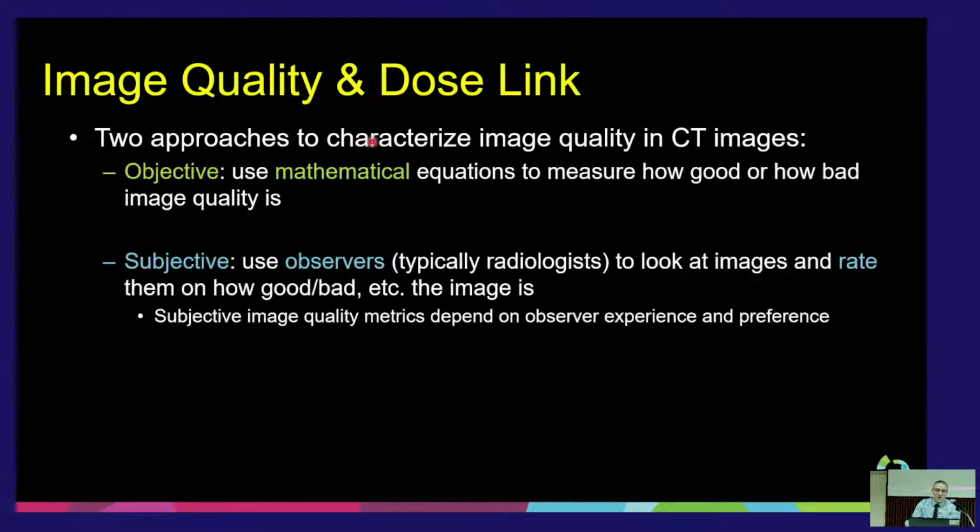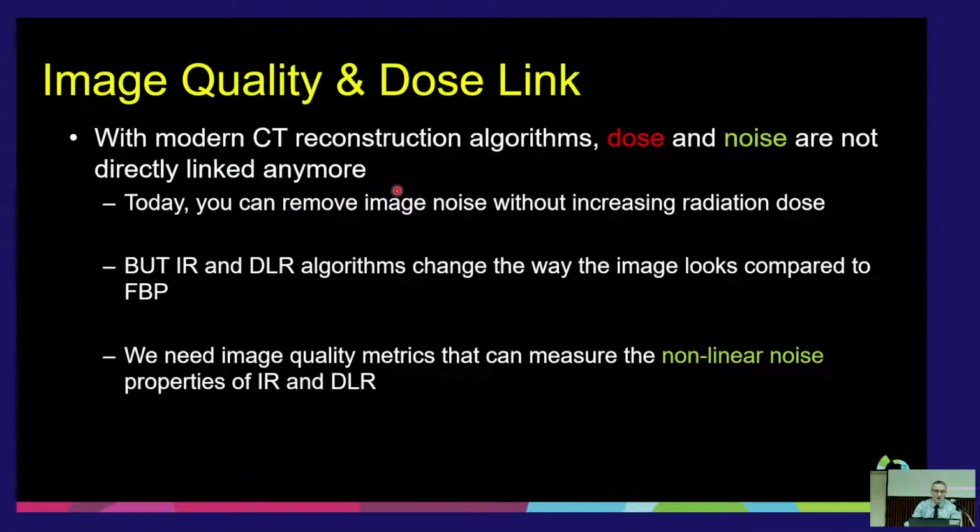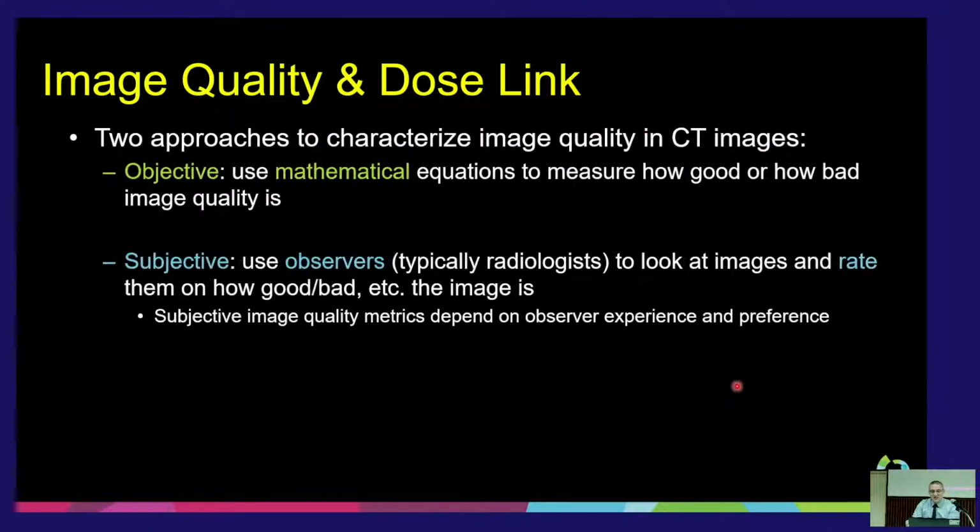All right, so what was all that conversation about? Let's talk image quality metrics. Modern CT was able to largely reduce that link between dose and noise. Today, we can remove image noise without increasing radiation dose, but we saw that iterative reconstruction, and to a lesser extent deep learning reconstruction, change the way the image looks because some edges are still removed. We need image quality metrics that can measure the nonlinear properties of noise. And that is what we're going to talk about today.